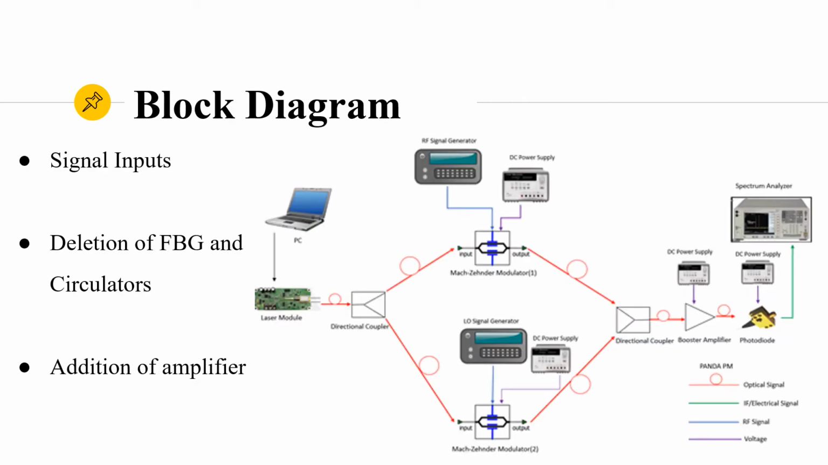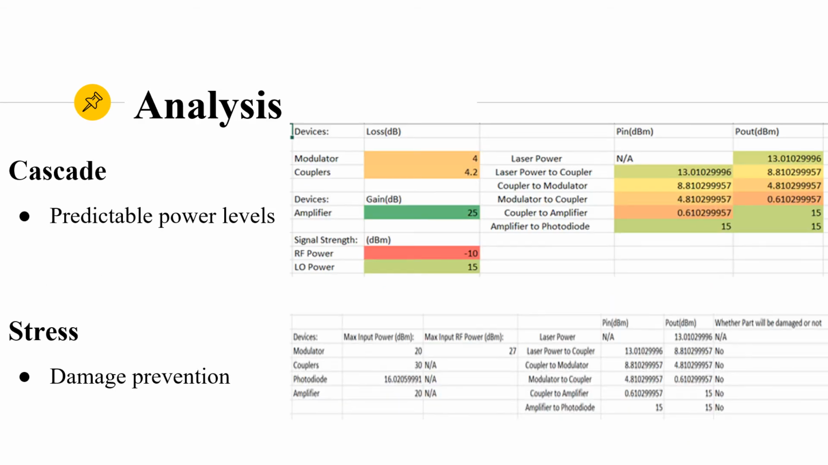The team developed a block diagram to show where all signal inputs would go through each component. We later discovered that the FPGAs and circulators wouldn't be necessary, however the additional amplifier was needed to overcome the loss of signal power. We developed two analyses, one for predicting power levels and one to make sure of damage prevention.